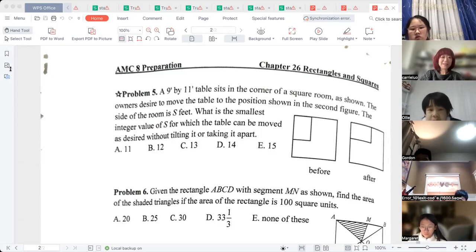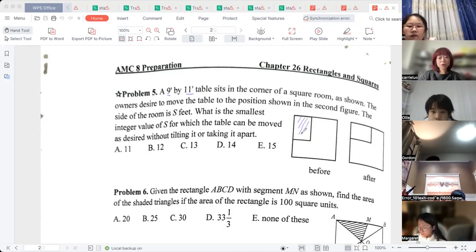Sometimes when we're having the AMC math contest, it's not only just doing the question itself, but, as Leslie is saying, the meaning of the question is very hard to understand. So let's just take a look at this one. First of all, it's not a square table, it's actually a rectangular table. You can see the measurement of this rectangular table is 9 feet by 11 feet. Okay, it sits in the corner, oh, sorry.